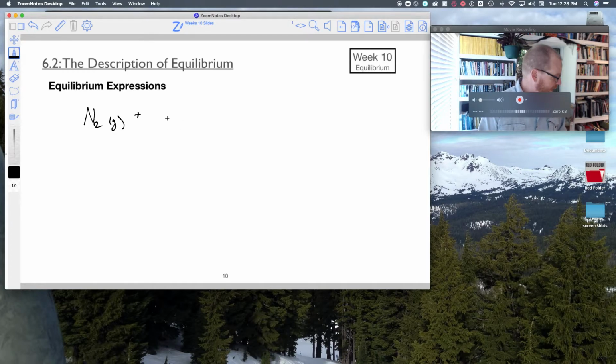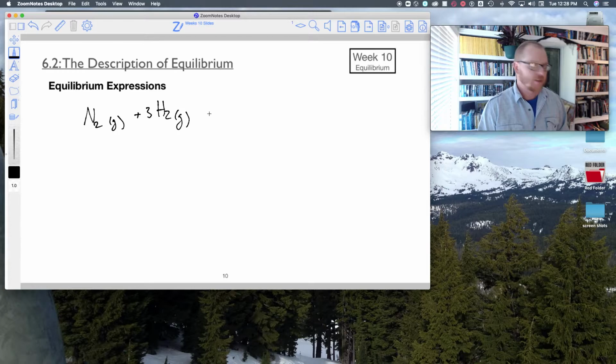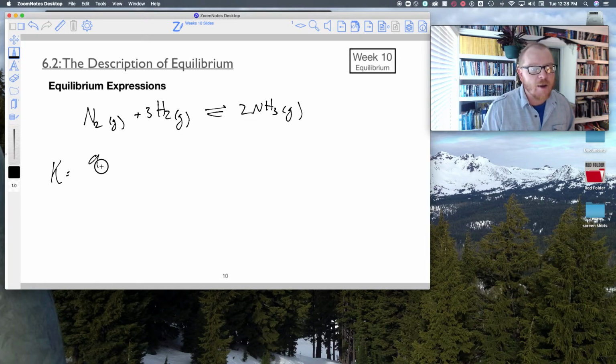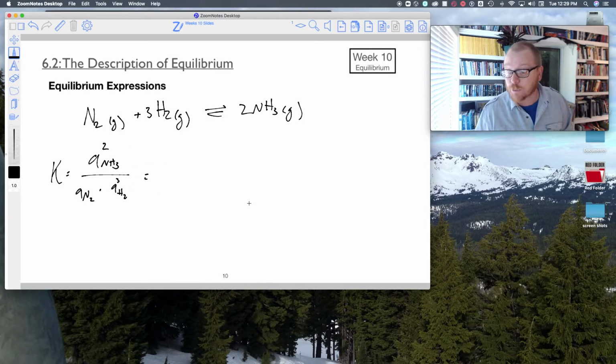And so now, just to go through one example, let's say N2 gas. So an old familiar reaction, the Haber-Bosch reaction to make ammonia, N2 plus H2 to NH3 gas, okay? And so we know that K would be the activity of ammonia squared divided by the activity of nitrogen times the activity of hydrogen cubed.